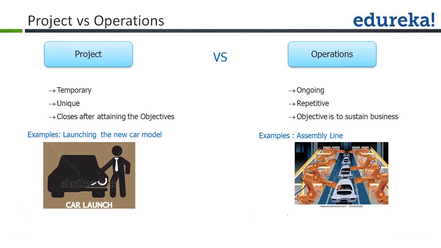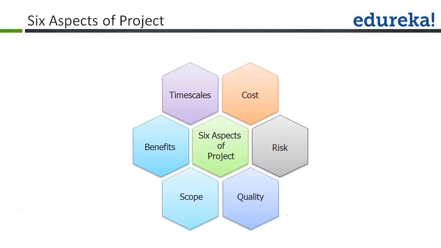Now, launching a new car model, as you see on the slide, is an example of a project. Assembly line production is an example of operations. The benefit realization of a project will only happen in operations when the deliverables of the project are rolled out into operation. That's very, very important.